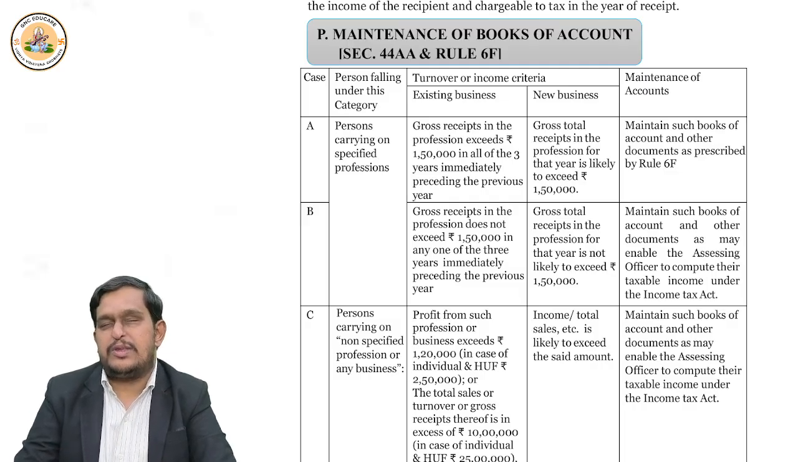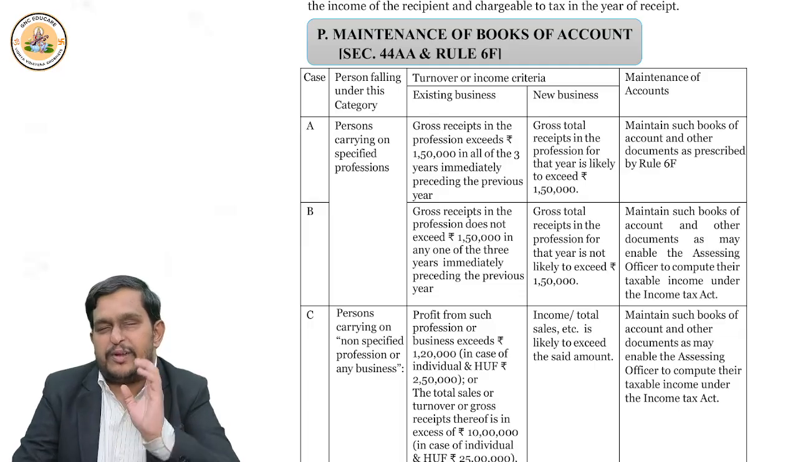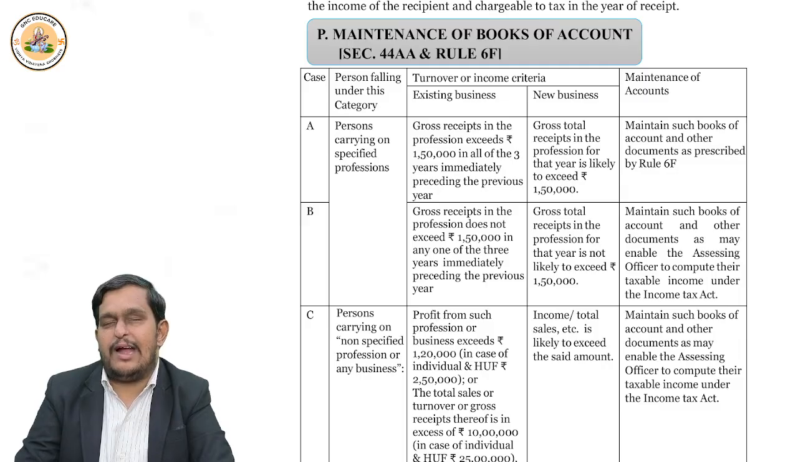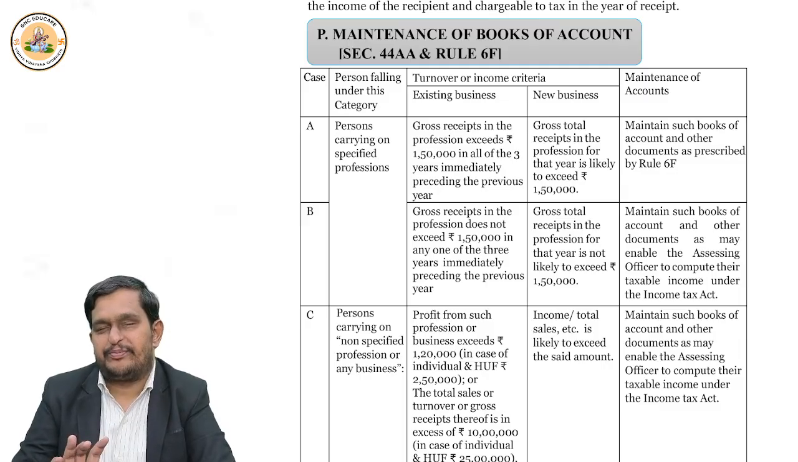Now, who are specified professionals? At the end, I'll discuss. But whoever are giving specific services, like an actor, like a doctor, like a lawyer, like that, you should basically understand are specified professionals. Now, let us look at A and B together, right? A and B together I'll discuss.